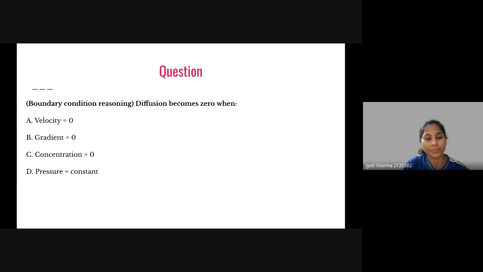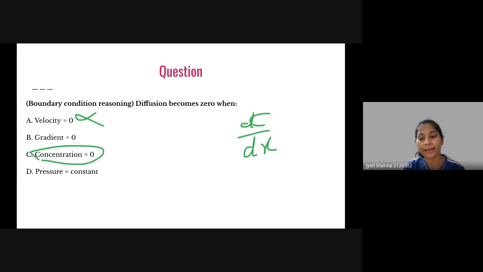Okay, we are now moving to the mass transfer coefficient. So diffusion becomes zero when velocity is equal to zero, gradient is equal to zero, concentration is equal to zero, pressure is equal to constant. In the diffusion, velocity doesn't matter. Gradient, what type of gradient are we talking about? This gradient, so mostly we are saying that this dC upon dx is the kind of gradient that we have, right? And the concentration, obviously in Fick's law we are having this concentration, but in different conditions what we can have is the chemical potential, and pressure doesn't matter.